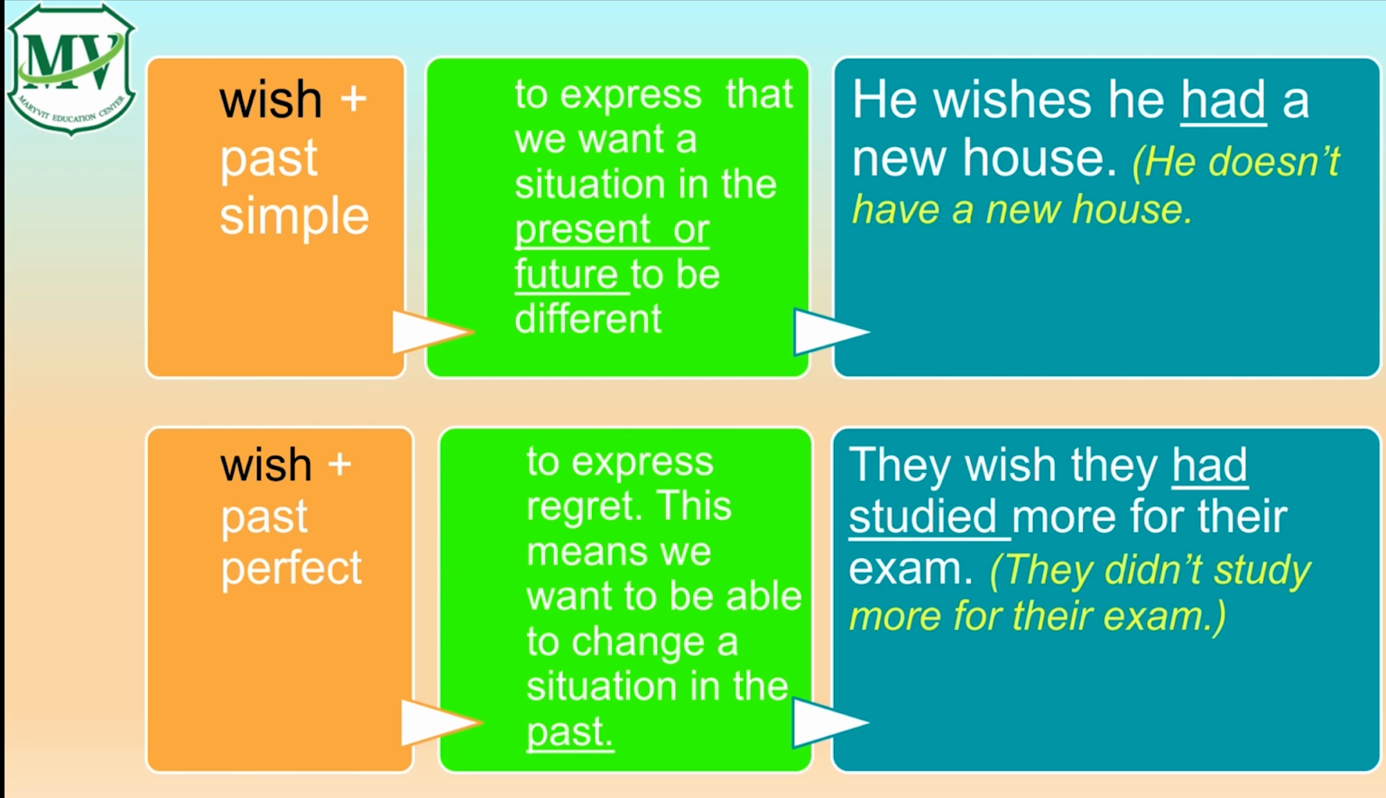Second, we use wish plus past perfect to express regret. This means we want to be able to change a situation in the past. For example, they wish they had studied more for their exam. It means that they didn't study more for their exam.